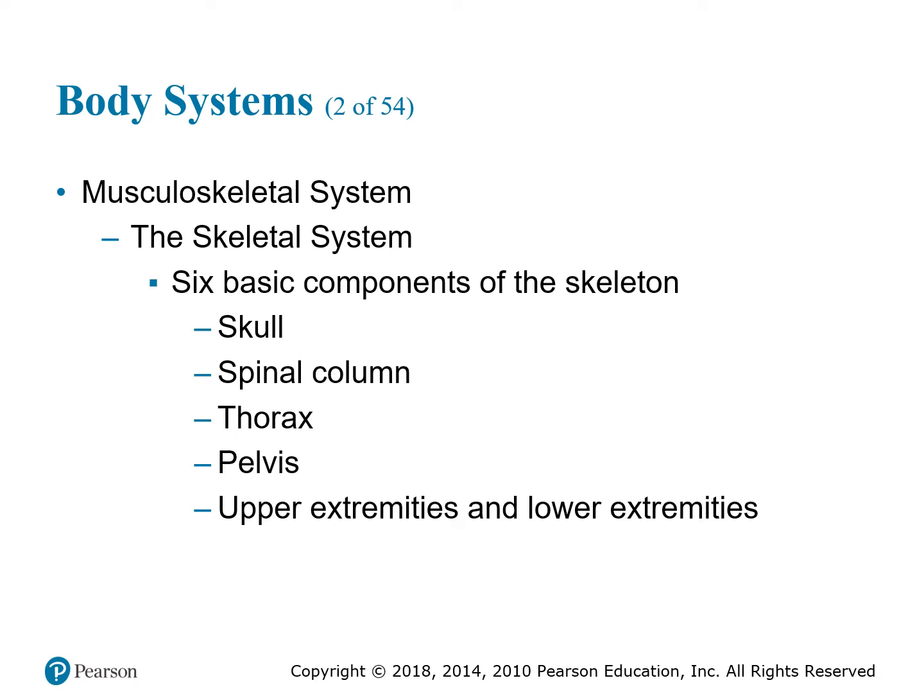Now, with the skeletal system, we have 6 basic components. We have the skull, the spinal column, the thorax, the pelvis, upper extremities, and lower extremities. Those are your 6 basic components. You're like, wait a minute, I only see 5 bullets here. Well, I get you here, upper and lower extremities. There's your 2 more.